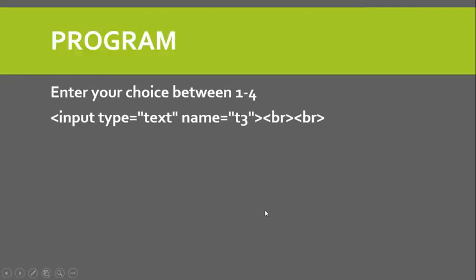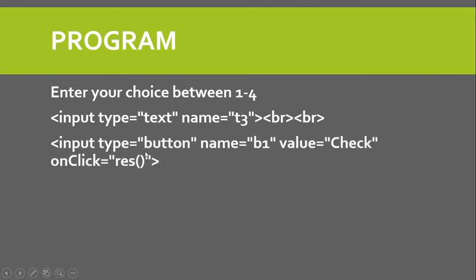After that, enter your choice. So here I have put choices. Enter your choice between 1 to 4. There are 4 cases, so here I have to give the choice. Here we have to ask the user for a choice 1 to 4. Input type is equal to text, name is equal to t3. Clear? So here we have created 3 text boxes.